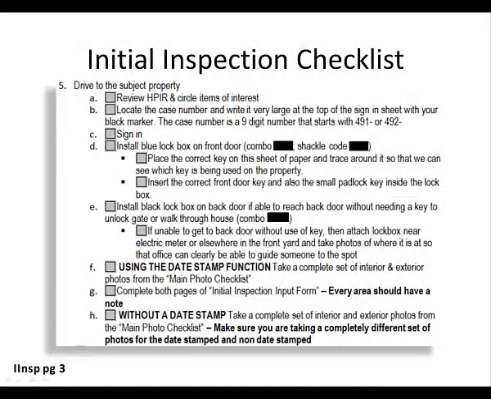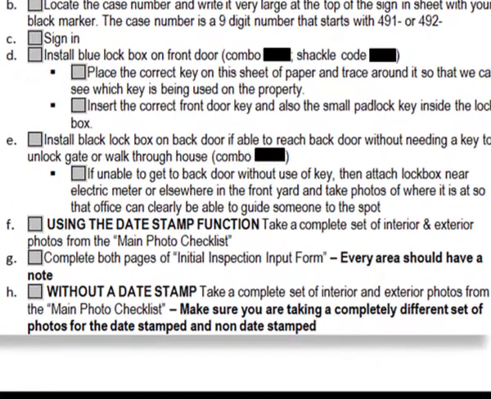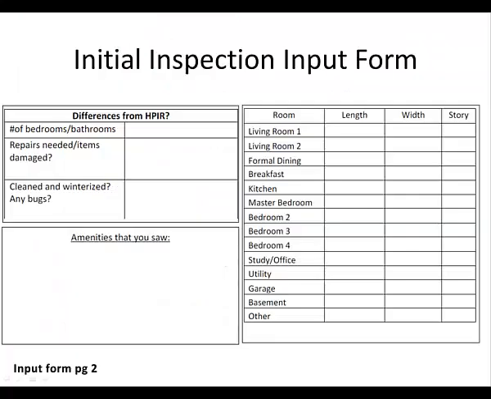Now we return back to our master checklist here, in this case the initial inspection checklist. F is what we just completed, so now we move to G. G says for us to complete both pages of the initial inspection input form. Every area should have a note. Alright, so let's take a look at that and get that knocked out. This is the initial inspection input form.